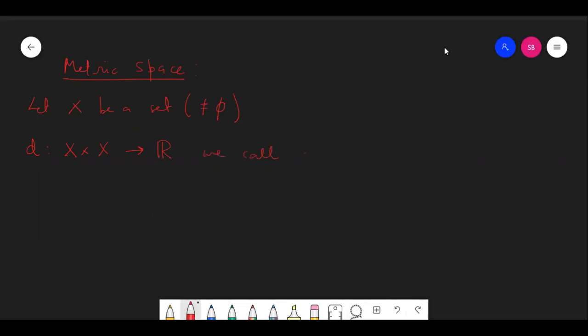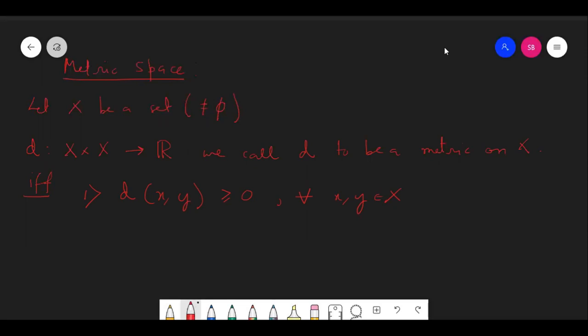We call D to be a metric on X if, so here goes the definition, it satisfies a few properties. D of X comma Y should be greater than or equal to 0 for all x, y in X. So D is a function which is taking values from X cross X, the Cartesian product of X with X.